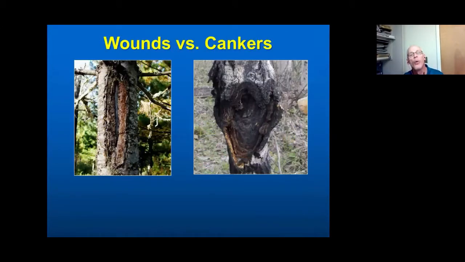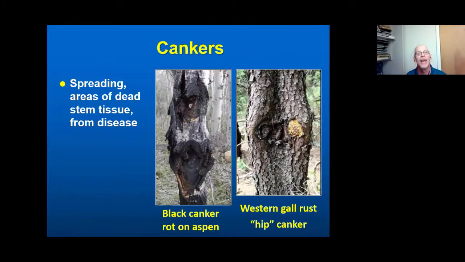Okay, I'm going to talk about wounds versus canker diseases. This is our wound picture from before on the left there, and a canker disease on the right. Cankers are fungal diseases of a different sort than decays. They function in the cambium area, and they cause a spreading mortality of the tree in the cambium area.